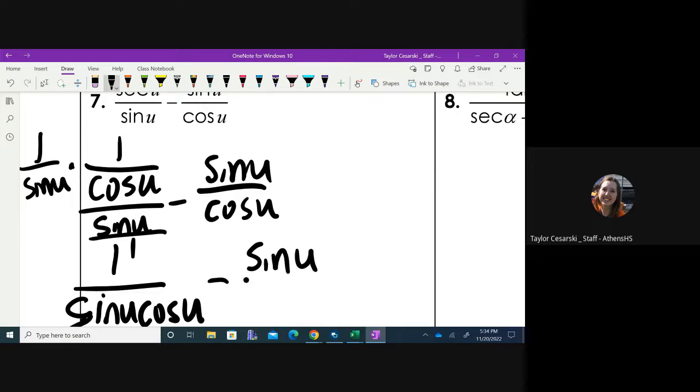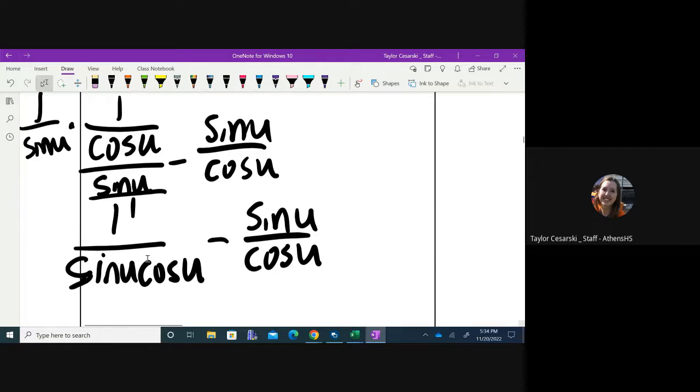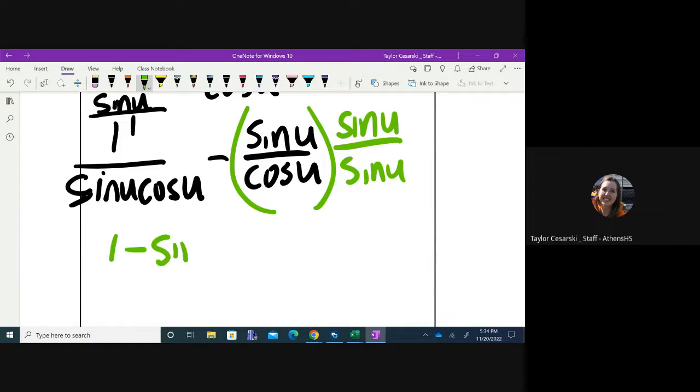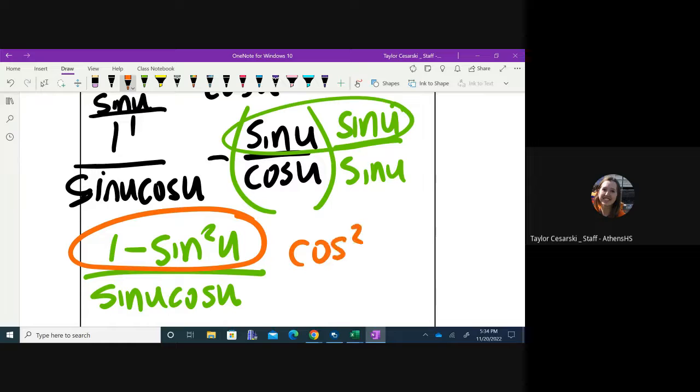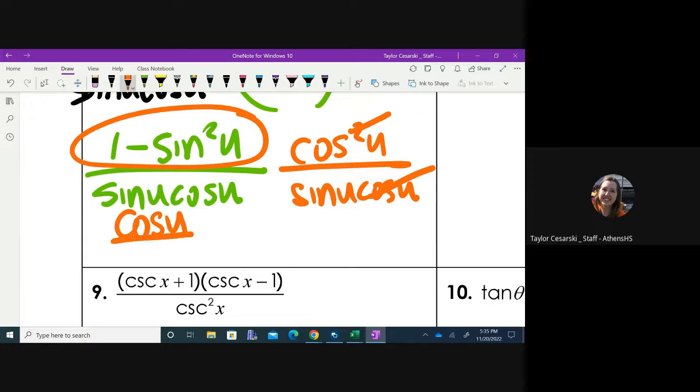Minus sine of u over cosine of u. Now be careful here because you don't have a common denominator. So I need to multiply this one by sine of u on the top and the bottom. And I get 1 minus sine squared of u, sine u times sine u, over sine u cosine u. All right, going back to what we know before, 1 minus sine squared of u is cosine squared u over sine u cosine u. Now I can cancel out one of my cosines, so I'm left with cosine u over sine u. Now we don't want to leave our final answer like that. We know what cosine over sine is, and that is cotangent of u.